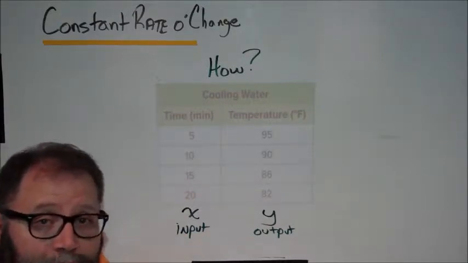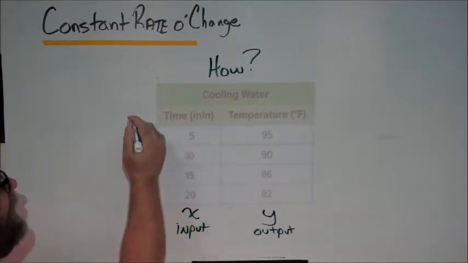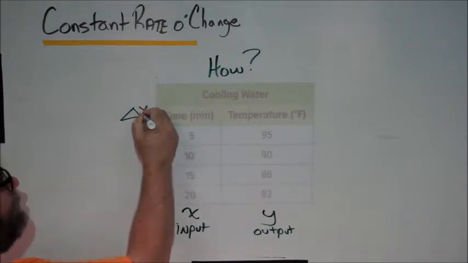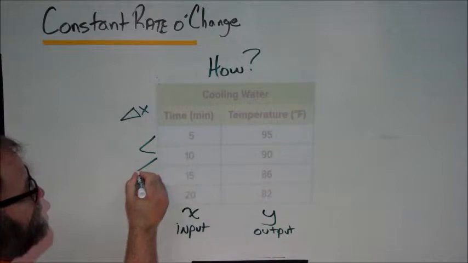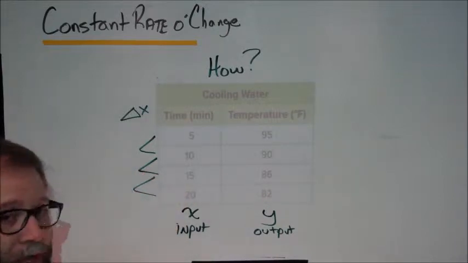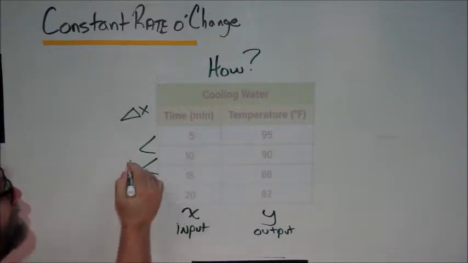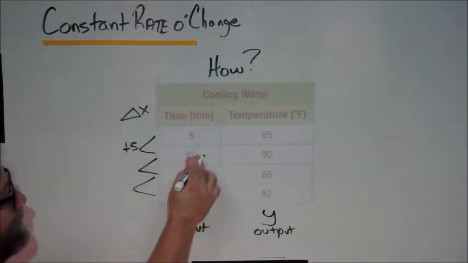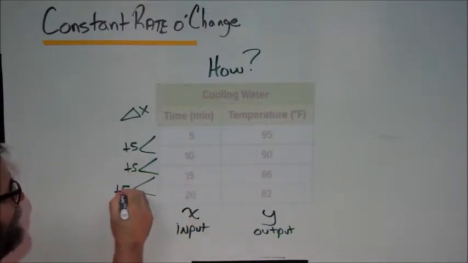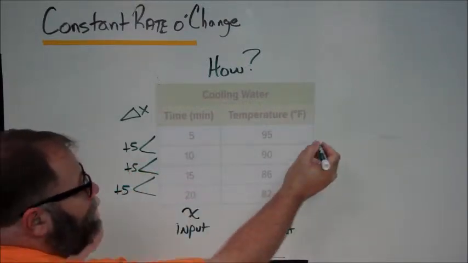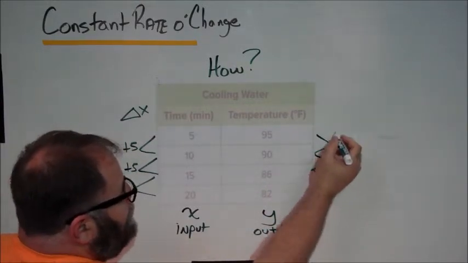So if we're looking for a constant rate of change, let's see how the points change. How do these x's change? I'm going to put delta x here, the change of x. Then I'm going to put these carets on the side, and those carets tell me how x changes. Here I'm going from 5 to 10, so that's plus 5. 10 to 15, that's plus 5. 15 to 20, that's plus 5. I'll put my carets on this side too.